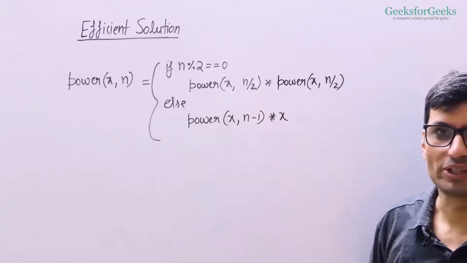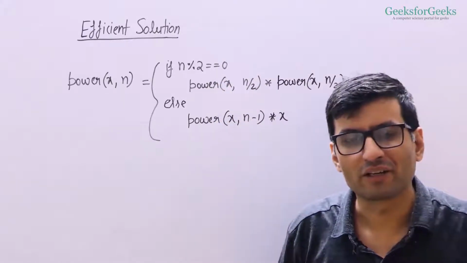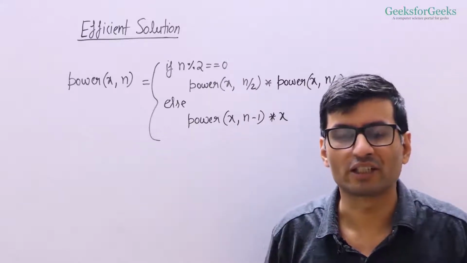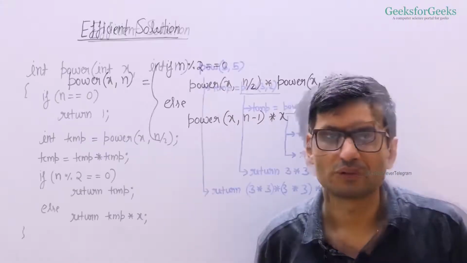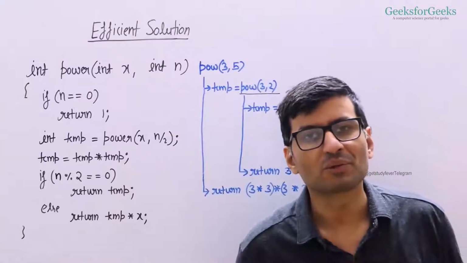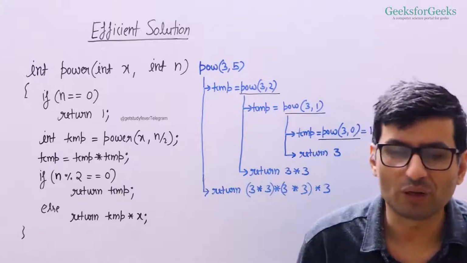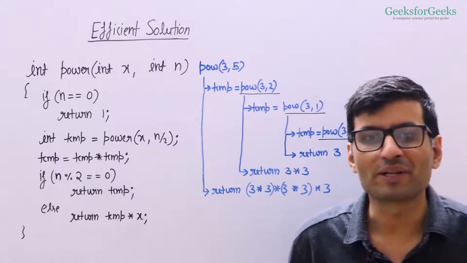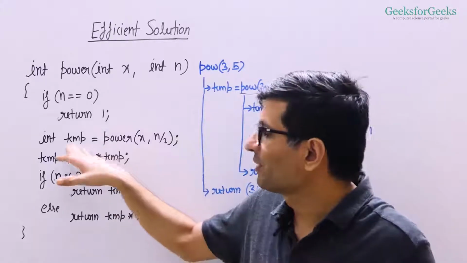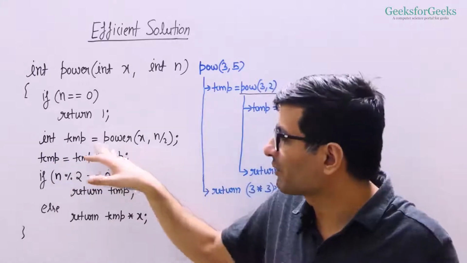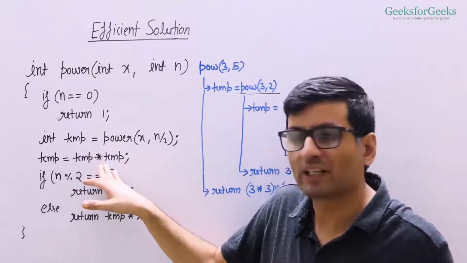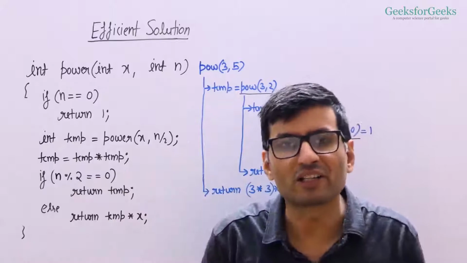Now please pause this video and try to write a function which is based on this idea and which efficiently computes the power. Here is implementation of the efficient approach. We are following the same idea. We are computing x raised to the power n by 2, and then we are multiplying this temp with itself. We store the x raised to the power n by 2 in a variable temp and we multiply temp with temp. And then we handle the even odd cases.